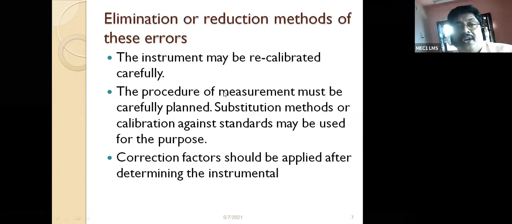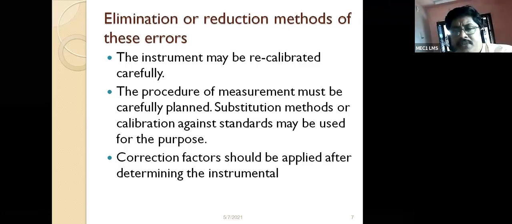And elimination or reduction of methods of these particular errors. Here, how can we go for elimination? We have to go for calibration. We have to recalibrate carefully every year or every 6 months. We have to calibrate the instrument such that whatever reading we are getting, the value should be very close to the true value. That means accurate, right? Accurate.